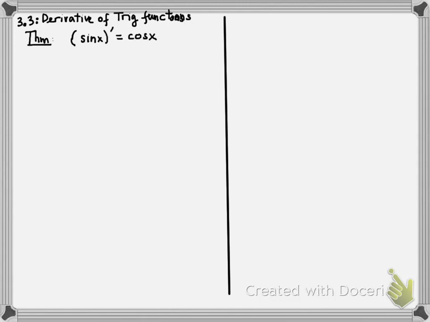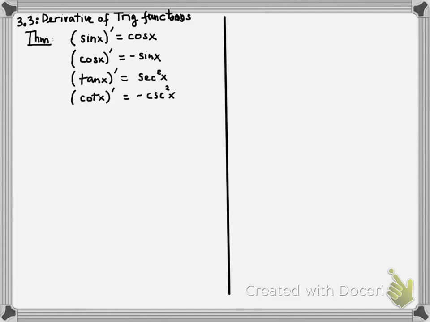So here's the theorem. The first two formulas are derivative of sine, which is cosine of x, and derivative of cosine of x, which is negative sine of x. Then we have derivative of tangent equals secant squared, and derivative of cotangent is negative cosecant squared. Then we have derivative of secant, which is secant x tangent x, and derivative of cosecant is negative cosecant x cotangent x. So these are the 6 formulas for trigonometric functions that we're going to use a lot throughout this semester.